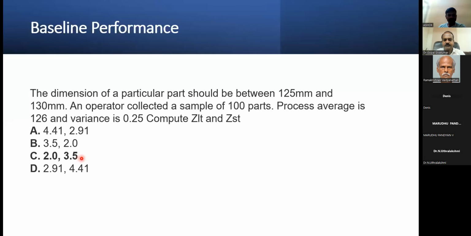Is it available? Yes, sir. So hundreds of questions can be framed in this manner. Am I right? Isn't it? Hundreds of questions can be framed. Instead of dimension, they can say length, cycle time, lead time, isn't it?